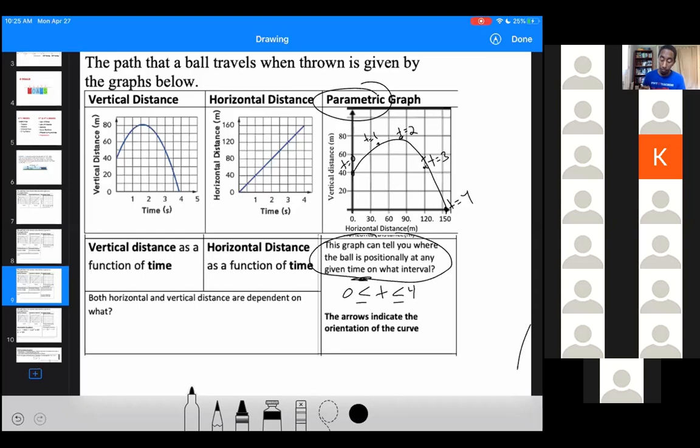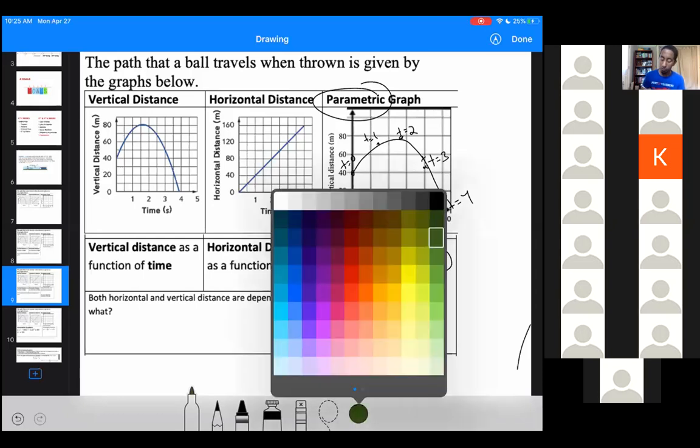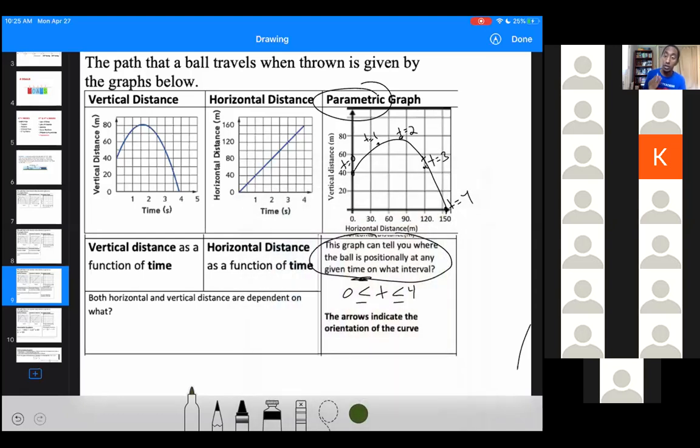Now, when you draw a parametric graph, it's important that you draw arrows. You always have arrows on a parametric graph, indicating the direction in which the graph is moving. So because the time is increasing as we go to the right, your arrows will be like so. So parametric graphs will always have the arrows. The arrows would indicate which direction you're going as you're increasing on your interval, whatever your parameter is, okay?